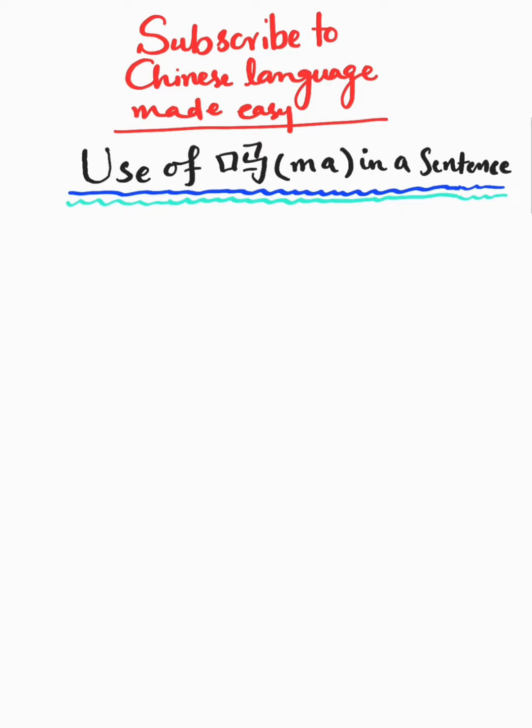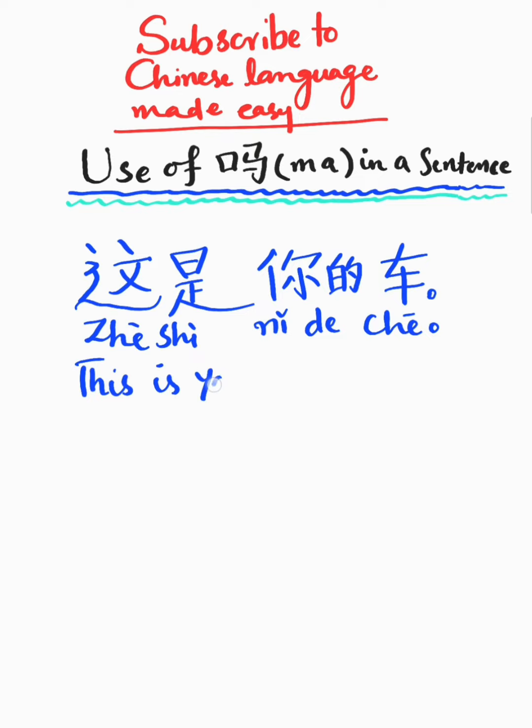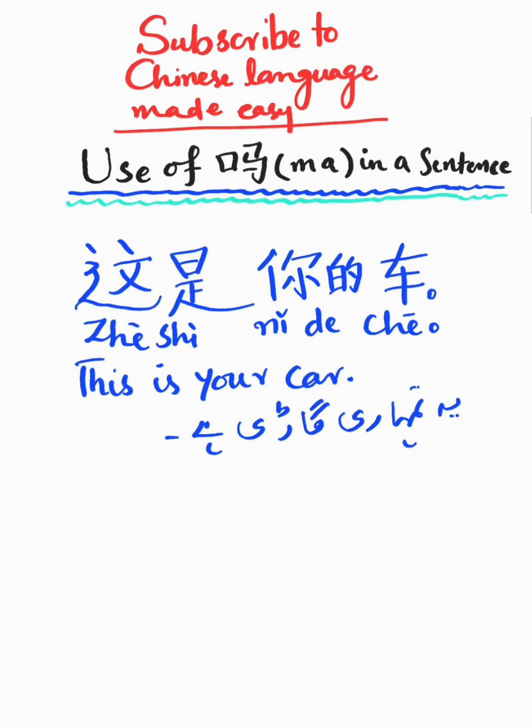So I'll just take a sentence as an example, and the sentence would be: zhe shi ni de che, 这是你的车. Okay, this is your car. Okay, so this is the sentence.